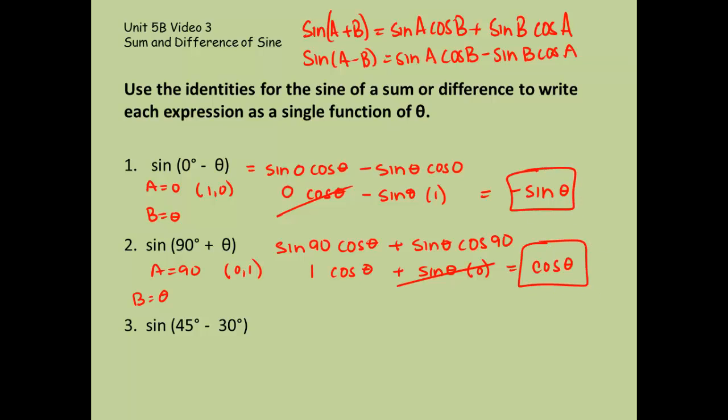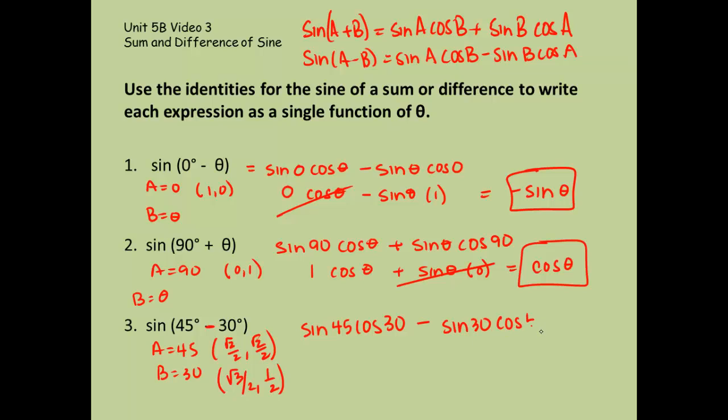The next one involves two different ordered pairs, so I have my A value being 45 and my B value being 30. My ordered pair for 45 is square root of 2 over 2, square root of 2 over 2. And then for 30 degrees, we're using the square root of 3 over 2 and 1/2. So the sine of the first, the cosine of the second, minus, because the sign stays the same, the sine of the second and the cosine of the first. So again, my angles in the middle match.